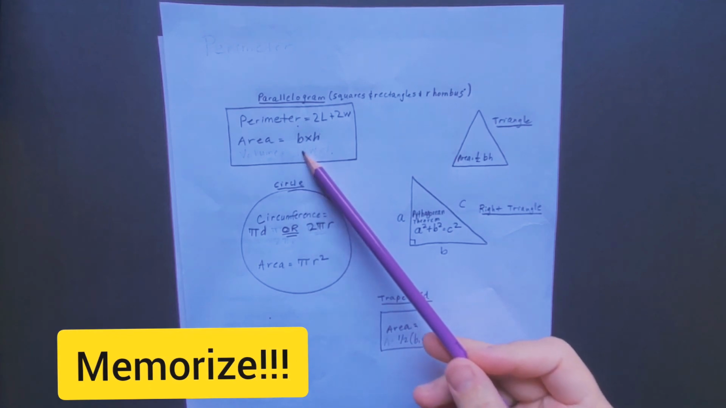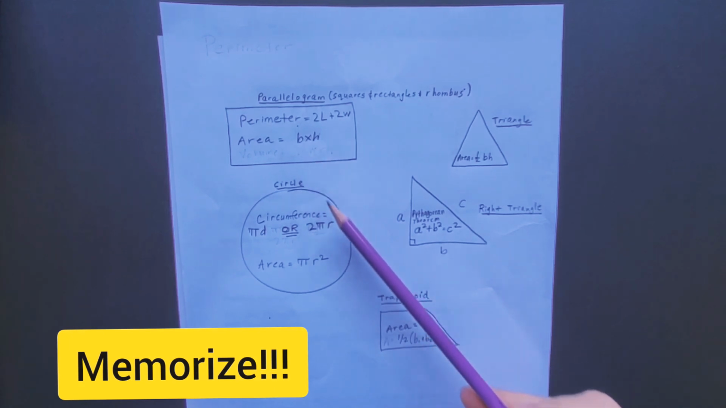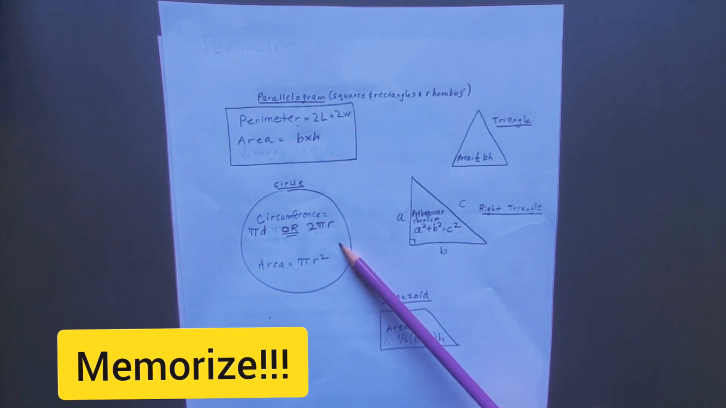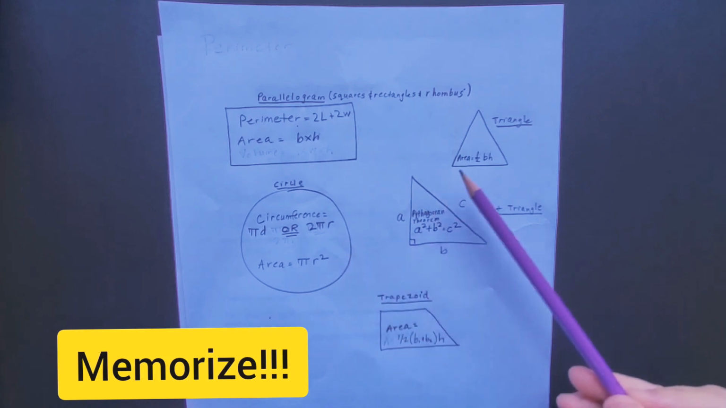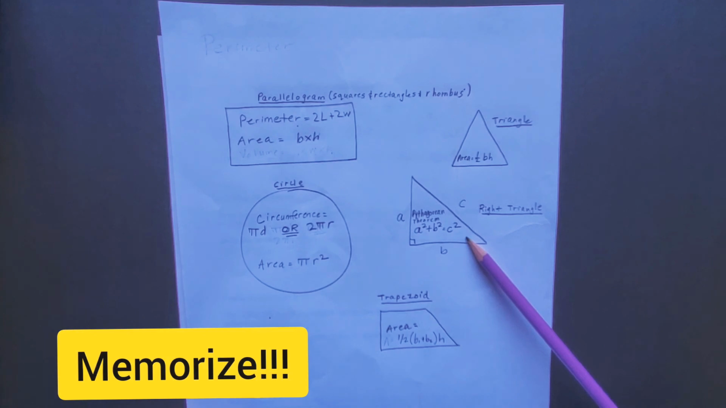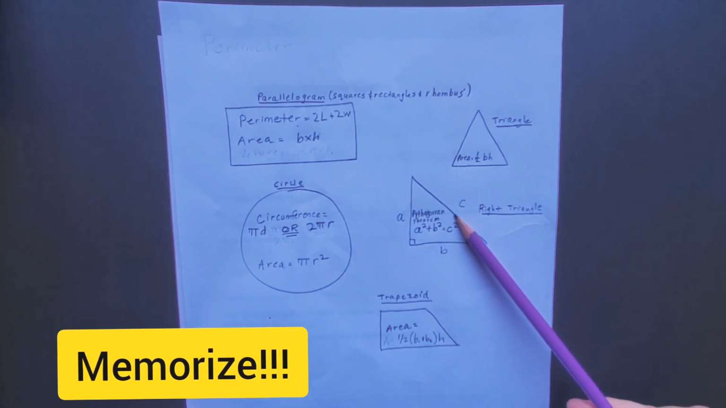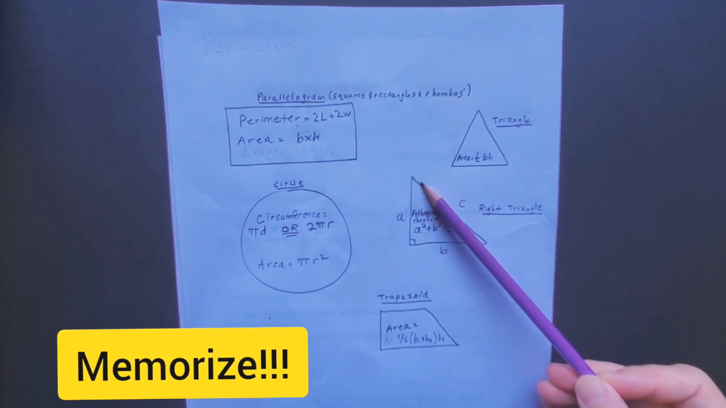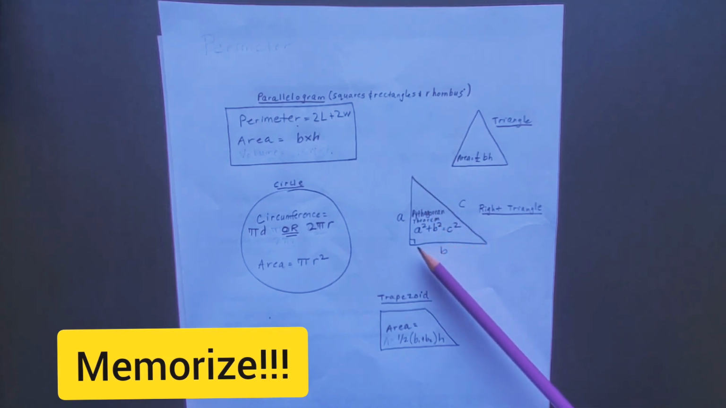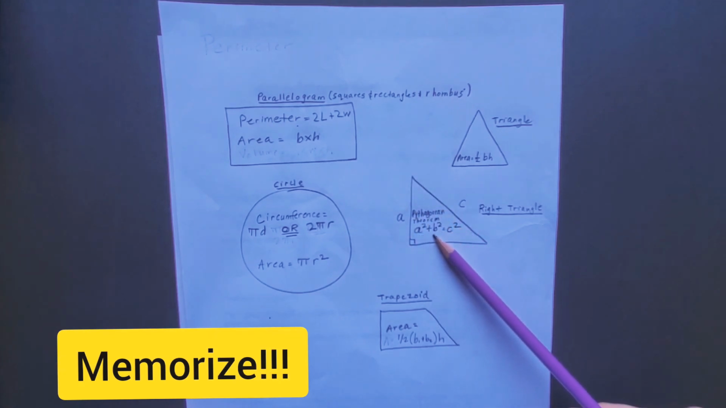You're going to need to know perimeter and area for parallelograms, which are squares, rectangles, and rhombuses. You need to memorize the circumference and area for circles, and area for triangles. There's the right triangle. Sometimes you'll have a missing length, so you'll have to find it. It could be this side or this side or this side. To solve it, you would use the Pythagorean theorem formula.